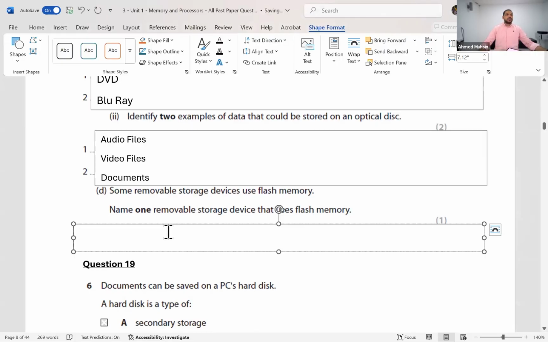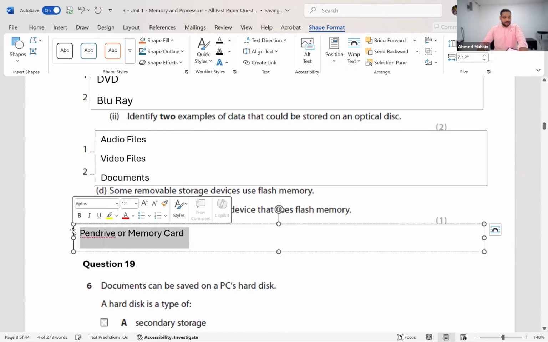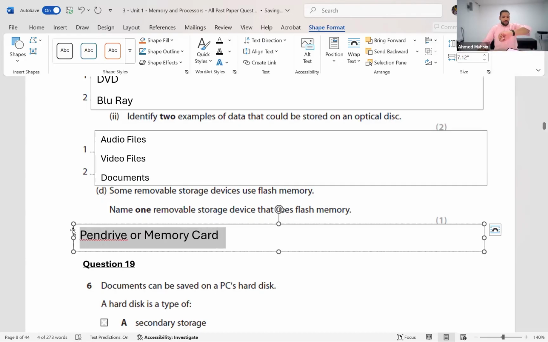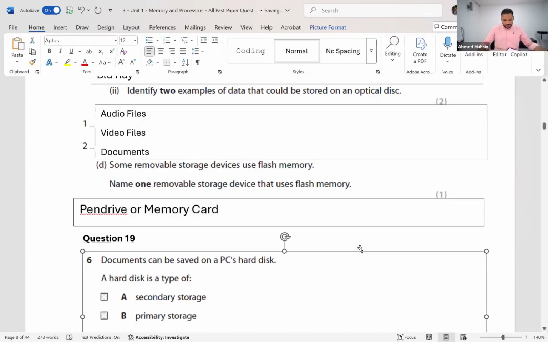So under flash memory, what do we have? USB drive and pen drive are the same thing. SD card or memory card, you choose. Okay, I'll write down both of them. Pen drive or memory card. Guys, again, I'm reminding you all, in your exam, you write down only one answer. Since you are practicing, I took down two answers. In your exam, you write down only one answer.